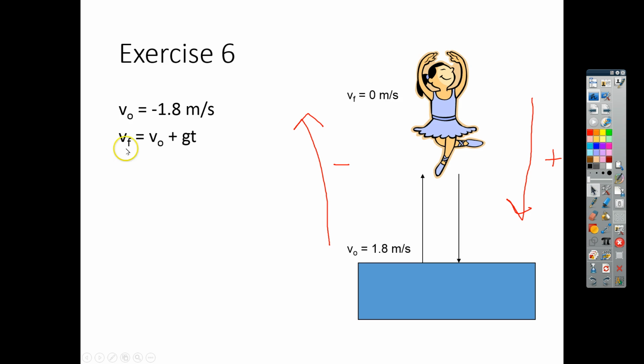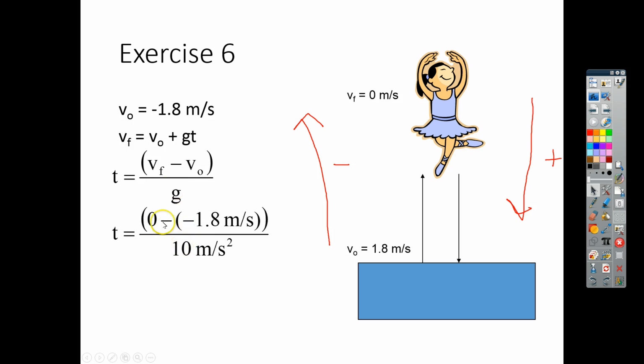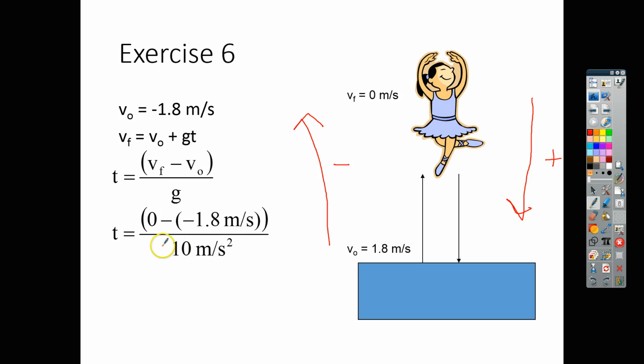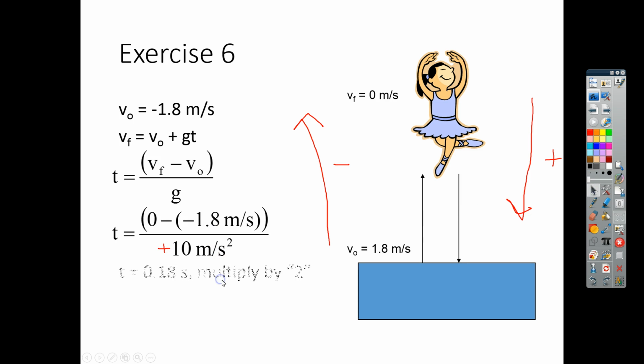For this one, we know that the final velocity at the top is 0 meters per second. Because of that, we're going to rearrange our equation, and we're going to plug everything in. Our final velocity is 0. We need to subtract off our original velocity. We made it negative because it's pointing up. Gravity, we're saying, is going to be positive, and gravity is pulling down. Now we can go ahead and solve our problem. Negative times negative would be a positive 1.8 divided by 10 equals 0.18 seconds.